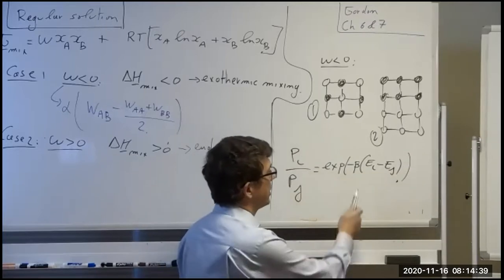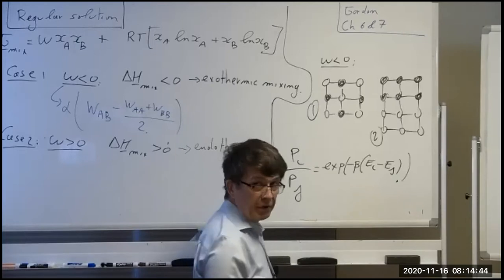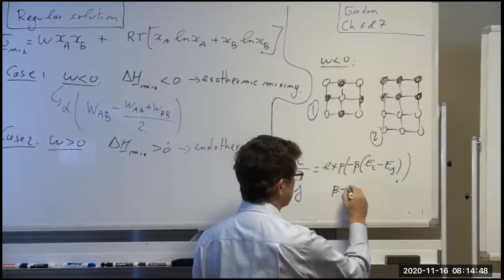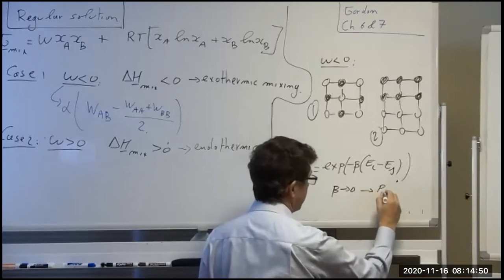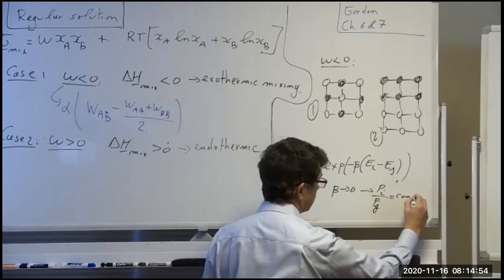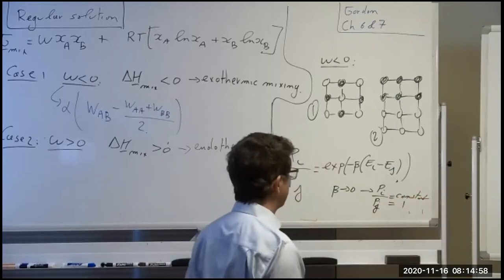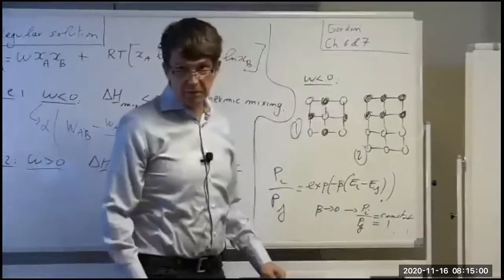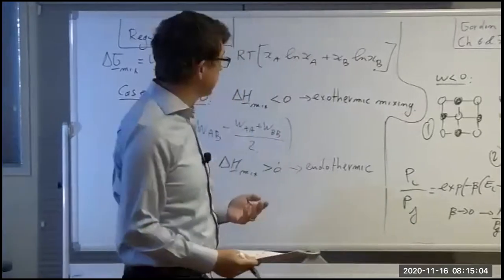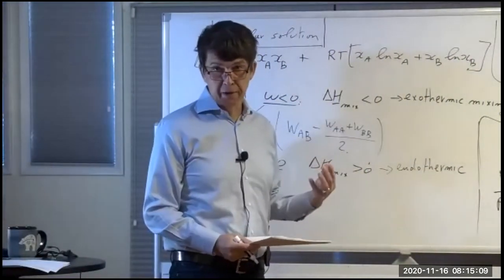So in general, when EI and EJ are not the same, this probability ratio is different from 1. But of course, when beta goes to 0, then the ratio of Pi, Pj becomes a constant and actually becomes equal to 1. And beta equal to 0 means T equals infinity. So what you can deduce from this is that the regular solution model is truly only internally consistent at infinite temperature.